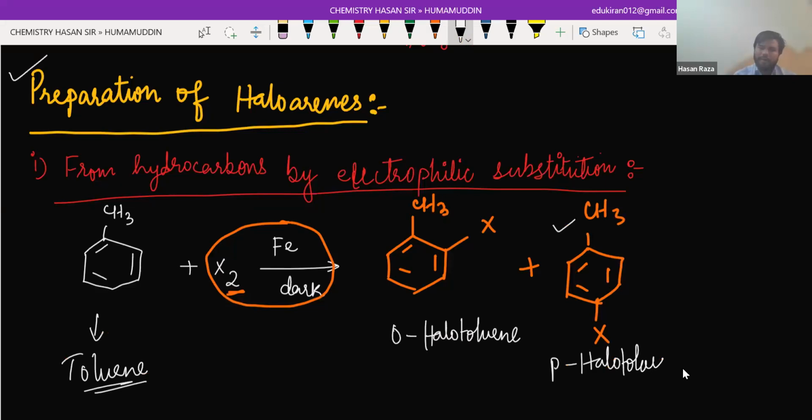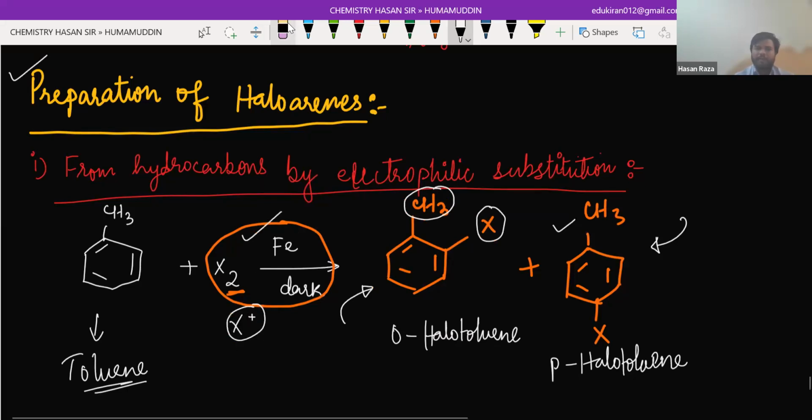And this will be your major product and this will be your minor product, because there will be force of repulsion. A steric hindrance will be there. That's why it is minor and this is your major. Is that clear, both of you? Due to this reagent, there will be generation of an electrophile X positive, and that electrophile will attack at ortho and para.